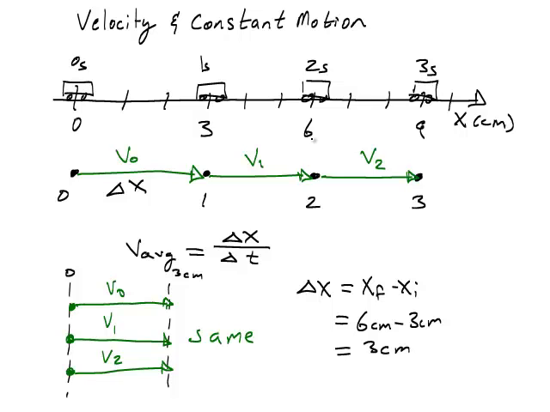What about time? Each time interval, we notice, is 1 second. This one goes from 0 to 1, 1 to 2, so it's 1 second. So if I looked at my average velocity, and we can just do that up here again, I can plug in my numbers. 3 centimeters over 1 second gives you a speed of 3 centimeters per second. And that's how you find out how fast your robot is going.